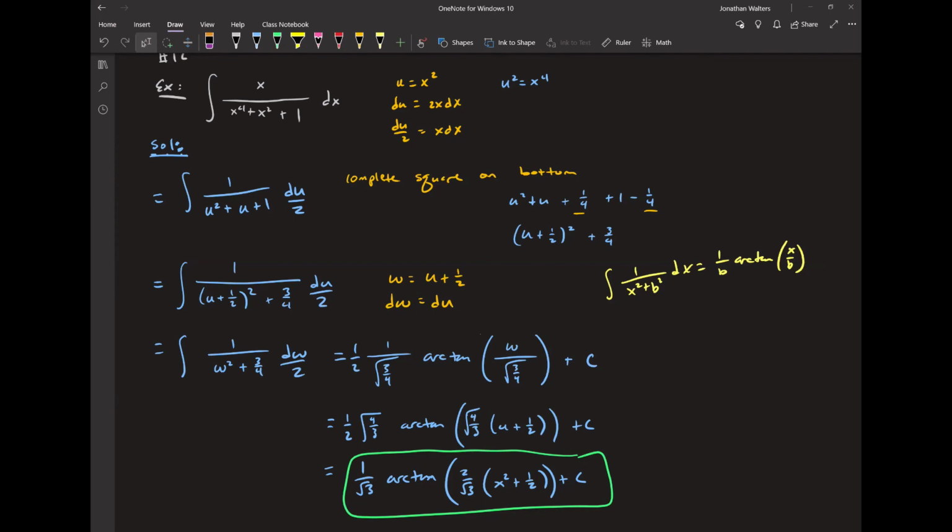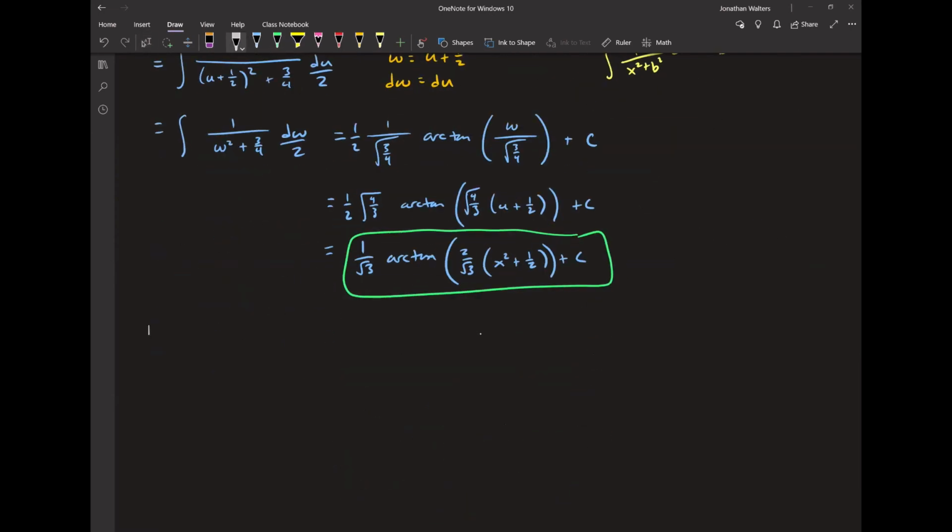Let's see, number 14 here. Ooh, looks tricky. Integral x cubed over square root of 1 plus x squared dx. I think I'm going to do a u sub. I could do a trig sub. What do you want to do? Trig sub or u sub?